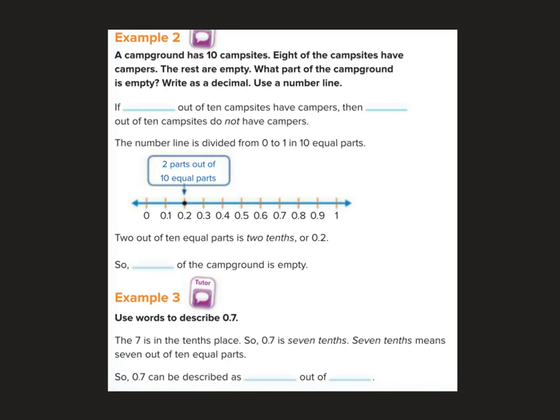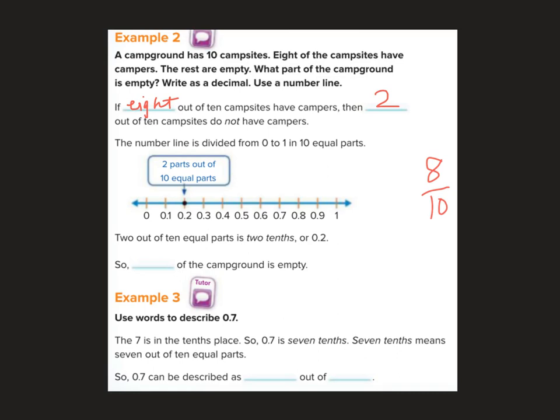A campground has 10 campsites. 8 of the campsites have campers, so 8 out of 10. 8 out of 10 campsites have campers. Then blank out of 10 campsites do not have campers. So that would be 2 out of 10 do not. 8 out of 10 do. 2 out of 10 do not.